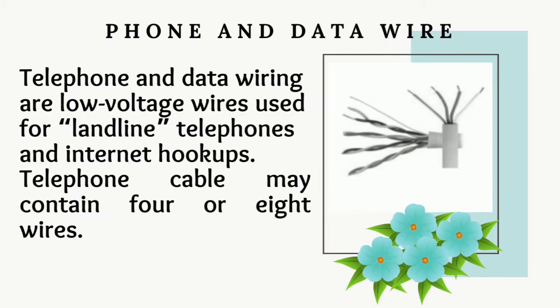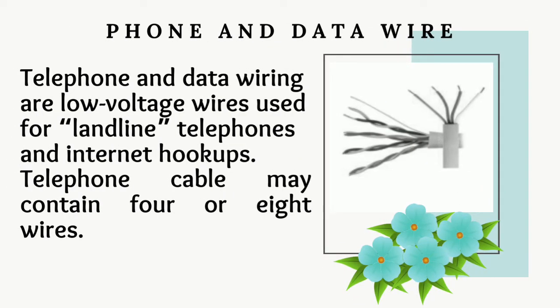Okay, next is the phone and data wire. Telephone and data wiring are low voltage wire used for landline telephones and internet hookups. Telephone cable may contain 4 or 8 wires. Category 5 or Cat5 cable, the most common type of household data wiring, contains 8 wires wrapped together in 4 pairs. It can be used for both phone and data transmission and offers greater capacity and quality than standard phone wire.